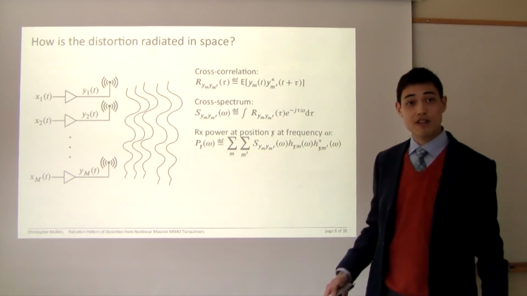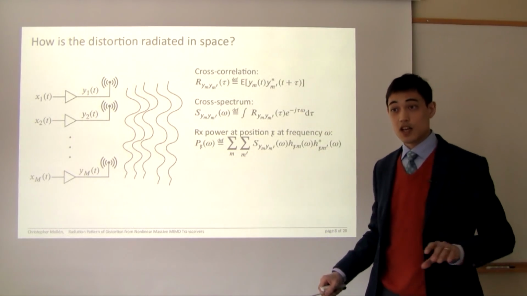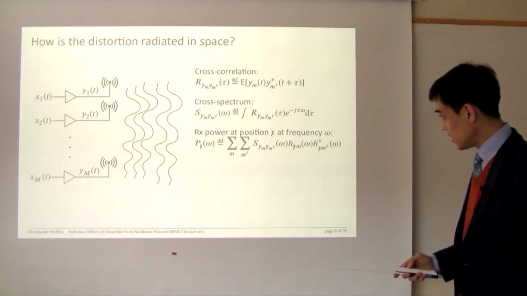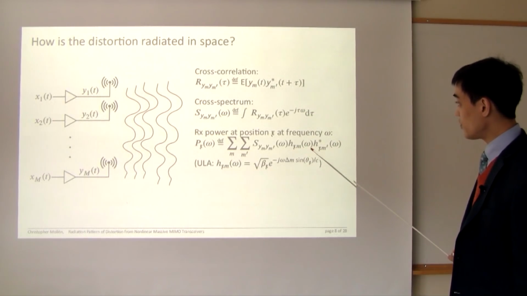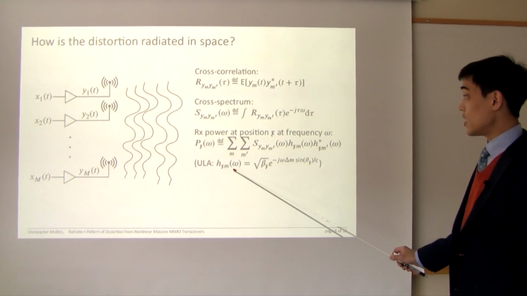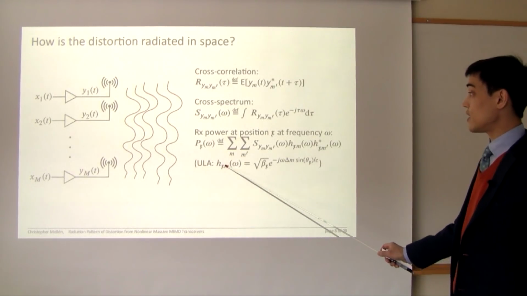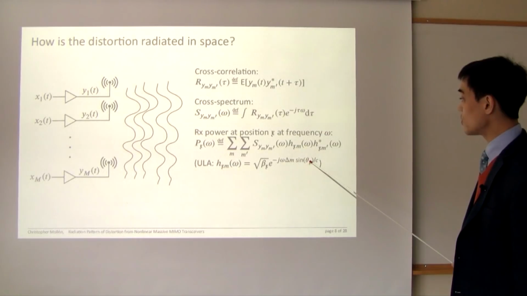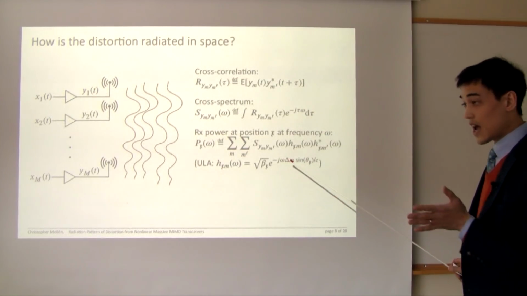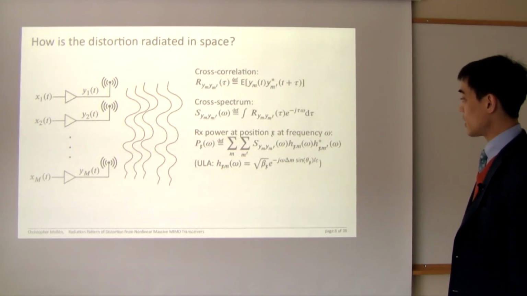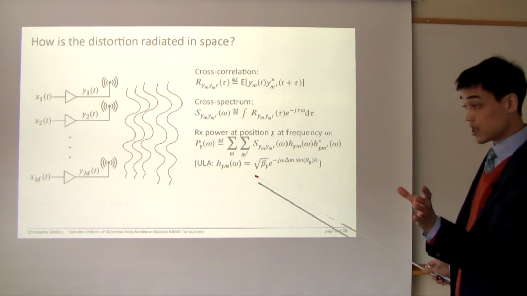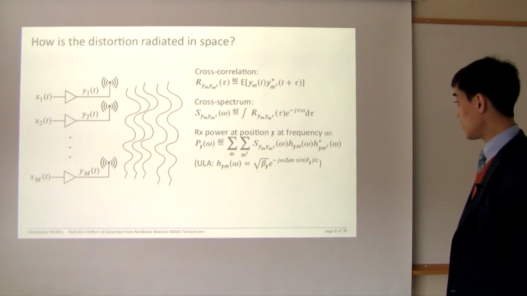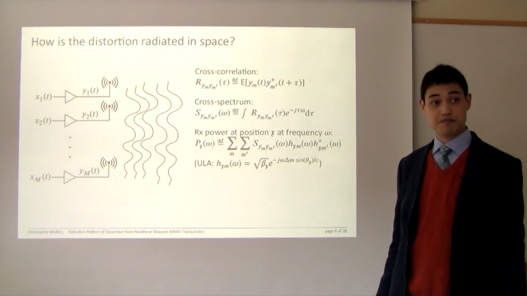For example, if we have a uniform linear array and we are located in the far field, then the impulse response or the frequency response of a position located at x will be given as this. It's a function of the angle of departure towards that location. Beta here is the path loss, delta is the spacing between the antennas, m is the index of the antenna, and c is the speed of light.